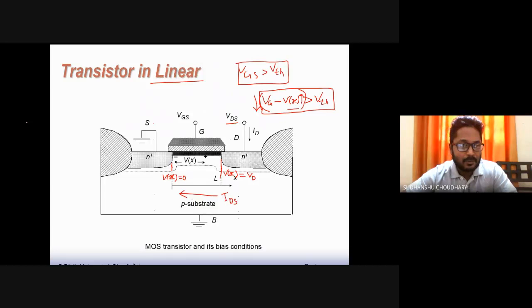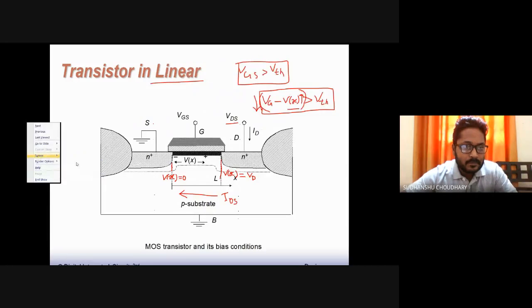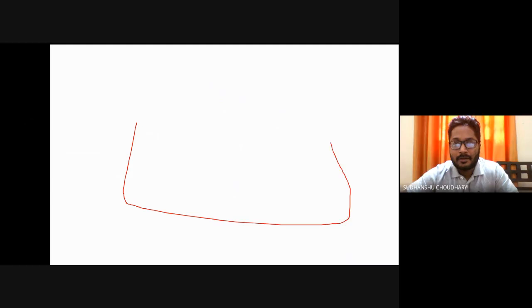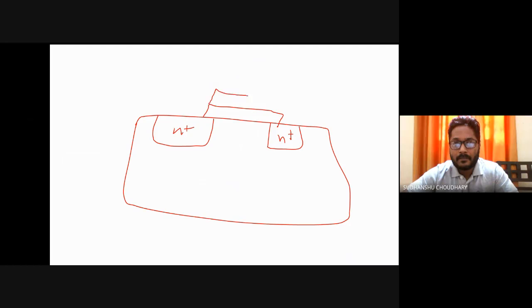I'll take one more screen. So let's redraw. Yeah, so I apply a positive Vg and source is grounded, let's say, and bulk is also grounded.